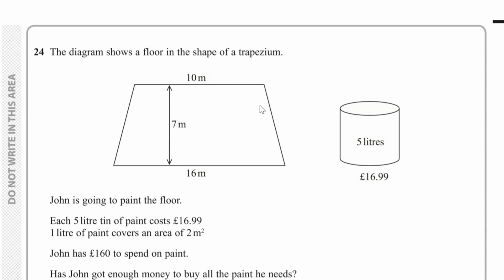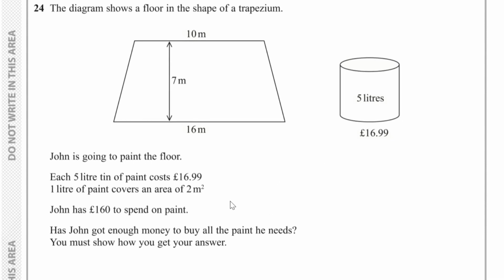Question number 24. The diagram shows a floor in the shape of a trapezium. Now the dimensions of this trapezium, we've got the base 16 meters, we've got the height 7 meters, and we've got this parallel edge 10 meters, and we've got a 5 litre tin of paint which costs £16.99.